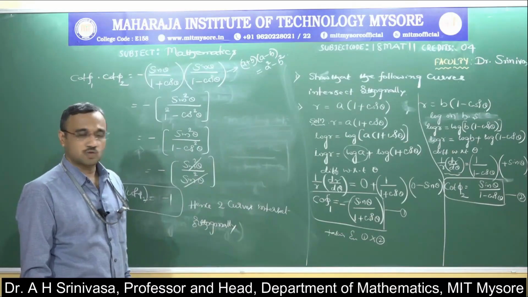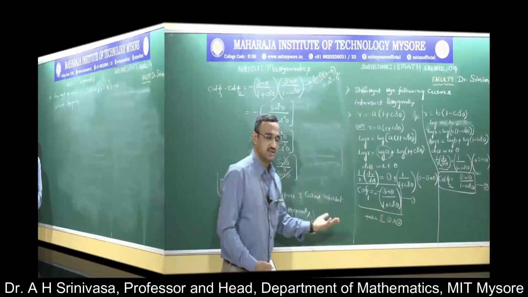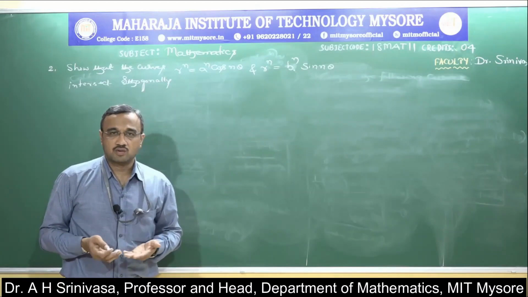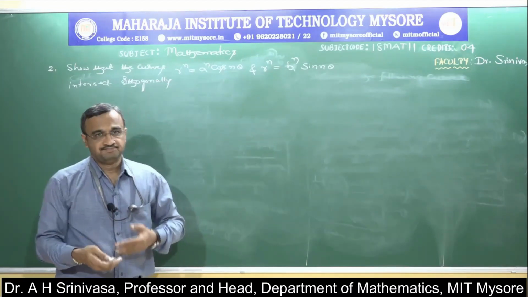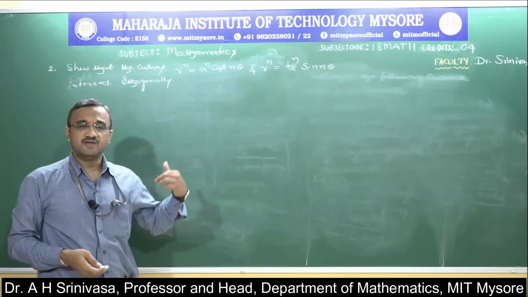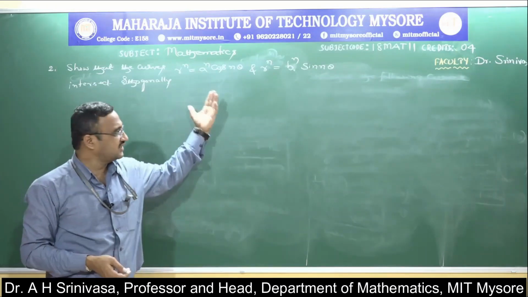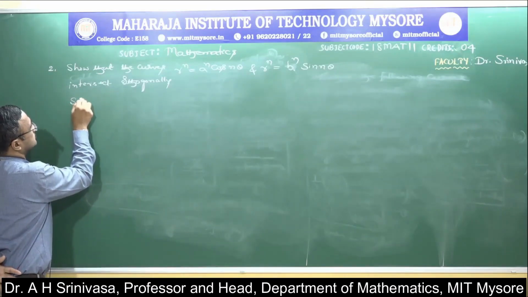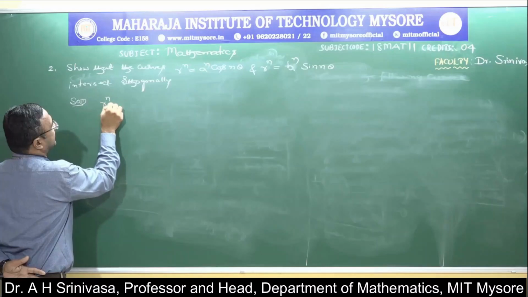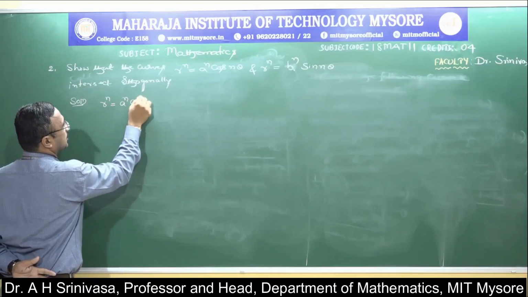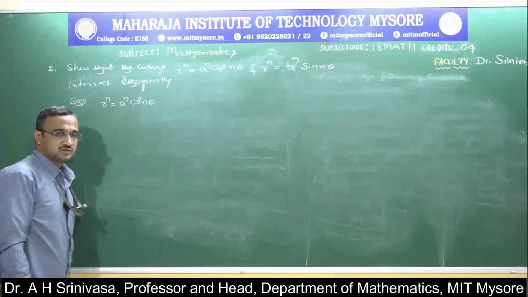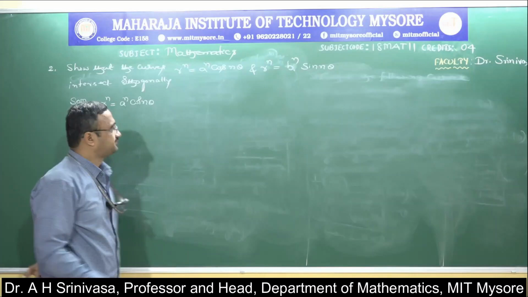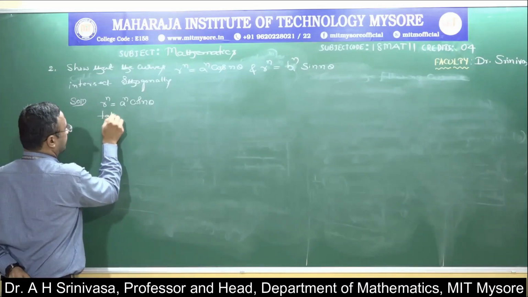So now I'm going to solve some more problems. Now for the second problem, just recall the way we solved the previous problems. The same procedure is to be followed here. Now take down the solution: r power n equal to a power n cos n theta. The first step is taking log on both sides. Now taking log on both sides.